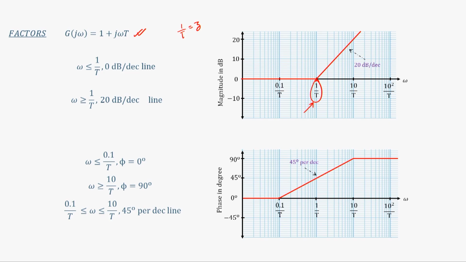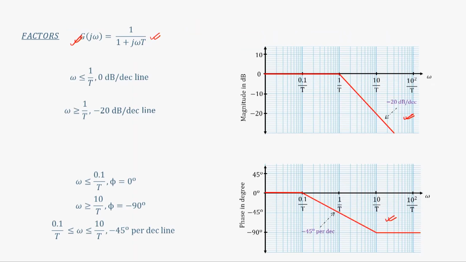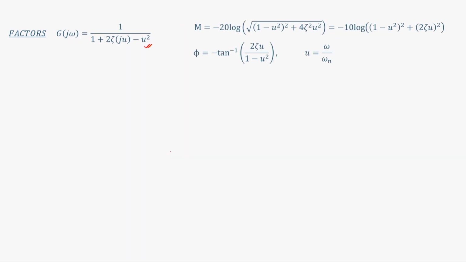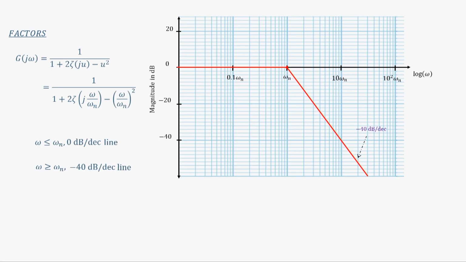In case of poles, the corner frequency is p. The pole is the corner frequency, so at the pole location there is a change in the slope. Similarly, for the quadratic case, the corner frequency is at omega n, not at poles or zeros, because those are complex numbers, since these are complex poles and complex zeros.